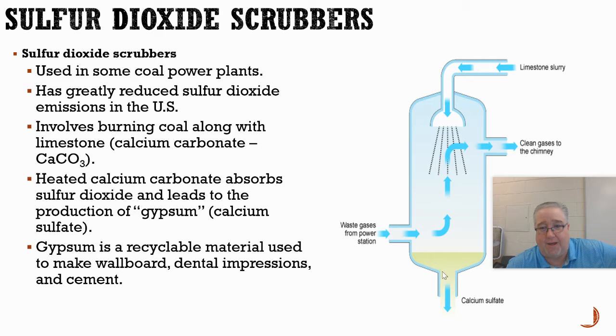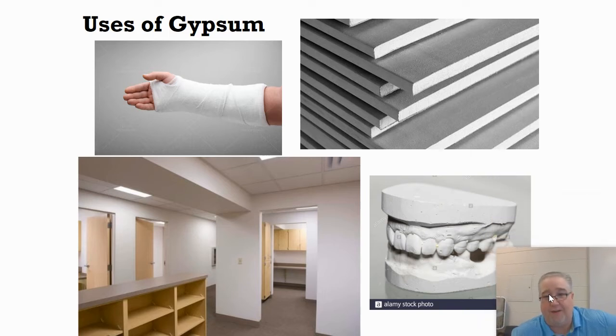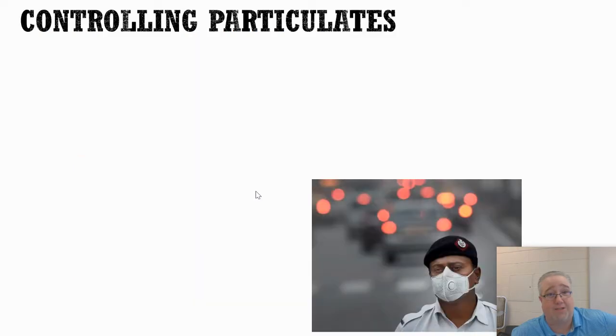So instead of releasing all those gases that have all that sulfur dioxide in them into the environment, we can react it with limestone to create a compound that we can use for our own benefit. These are all things that are made from gypsum. Even things like casts for your arm, and again, dental impressions, drywall. All of these things are made from that particular product. So it actually is a lot better for the environment to produce these products than to release all that sulfur dioxide into the air.